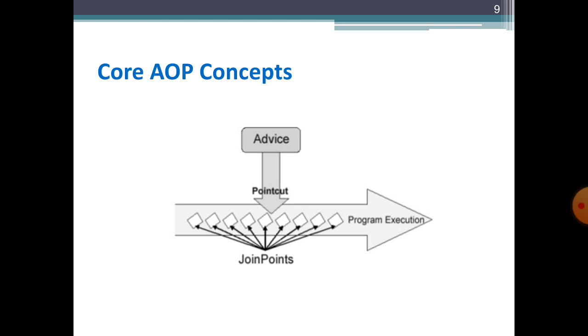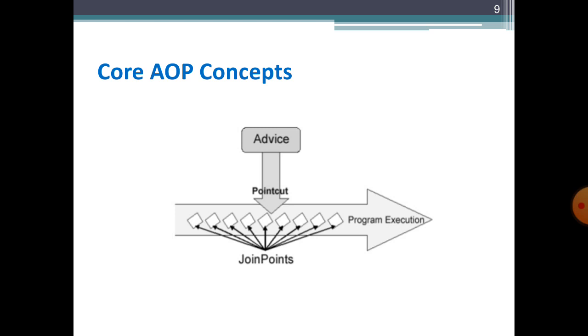Now, about the advice: what is actually advice? In more layman terms, advice defines what needs to be applied and when it needs to be applied. We can also say the advice is the action to be taken either before or after the method execution. There are different types of advices which we will also discuss in a later part. And the next one is point cut.